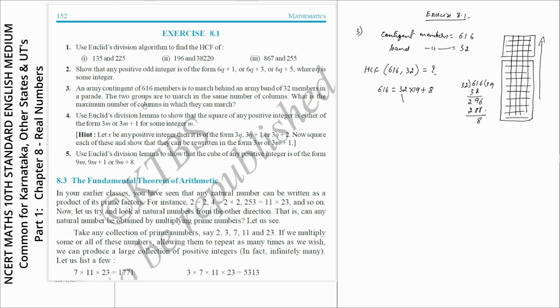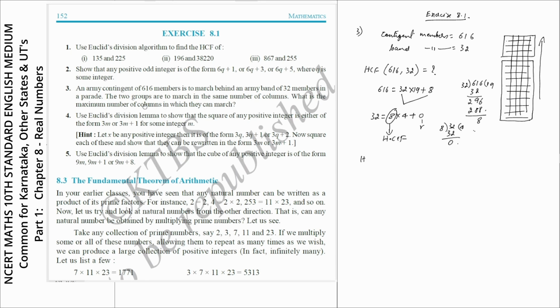Now I'll again consider these two numbers. Now 32, if I divide by 8, it is divisible by 8. 8 fours are 32. So 32 is 8 into 4 plus 0. The remainder is 0. So here R I am getting 0. So therefore I can conclude that the HCF is 8.